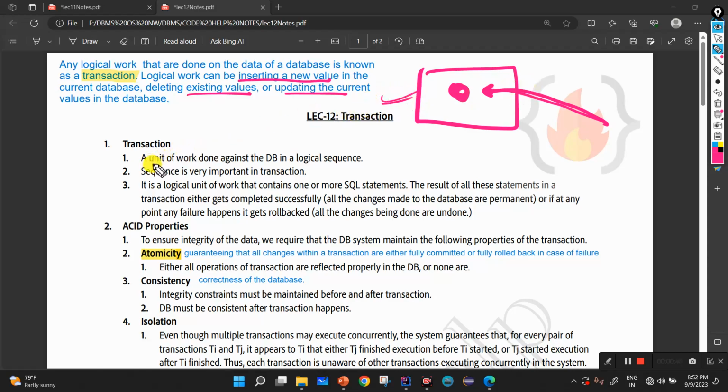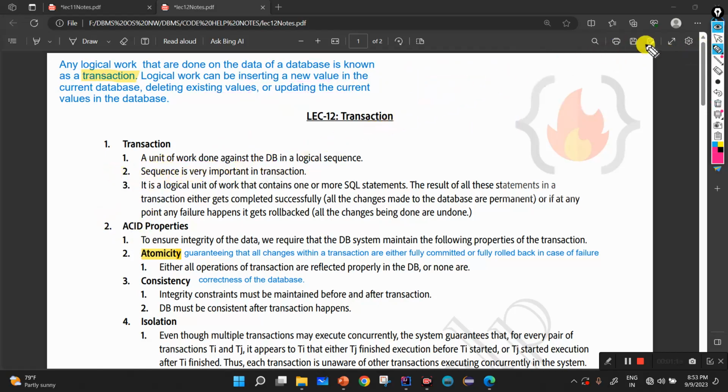Another definition is: a unit of work done against the database in a logical sequence is also a transaction. There should be a logical sequence. The keyword is logical. Logical work should be there. Okay, so this is our transaction. Now the important thing here is that sequence is very important in the transaction.